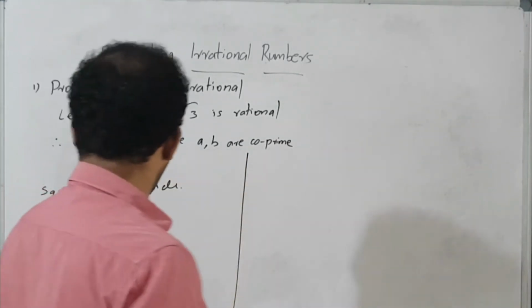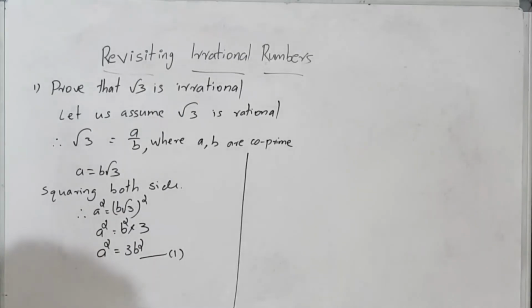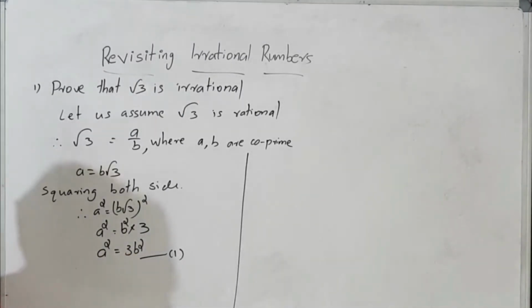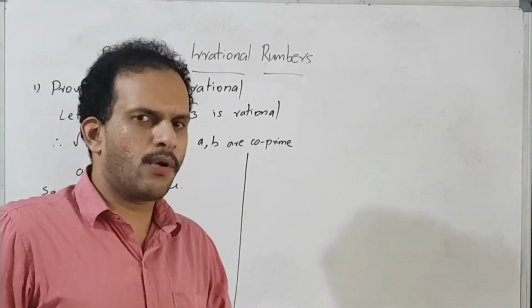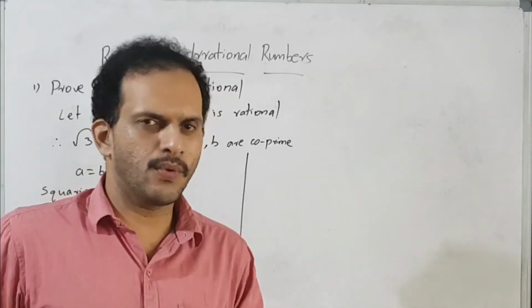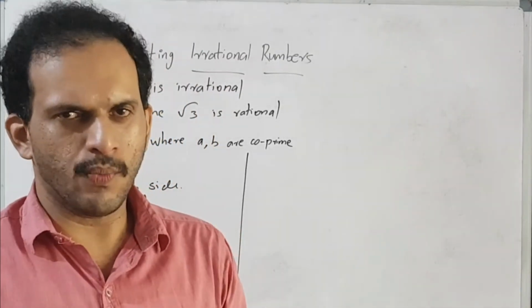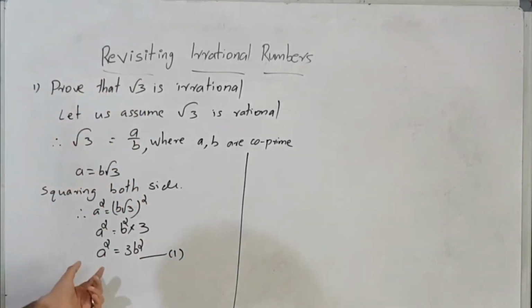Then now we got it. a square is equal to 3b square. What does that mean? a square is a product of 3. Correct. In the last question we wrote a square is a product of 2, then it is possible to divide a square by 2, so 2 divides a square. Here we got it: a square is a product of 3.